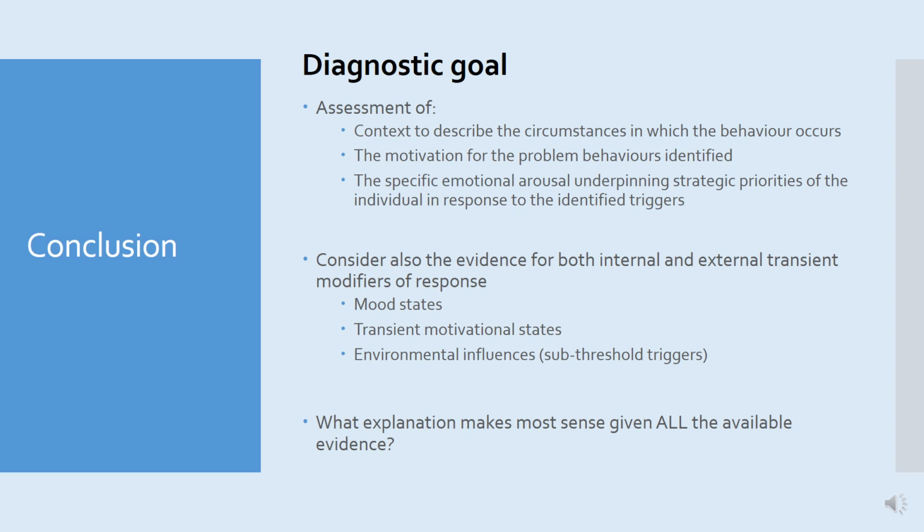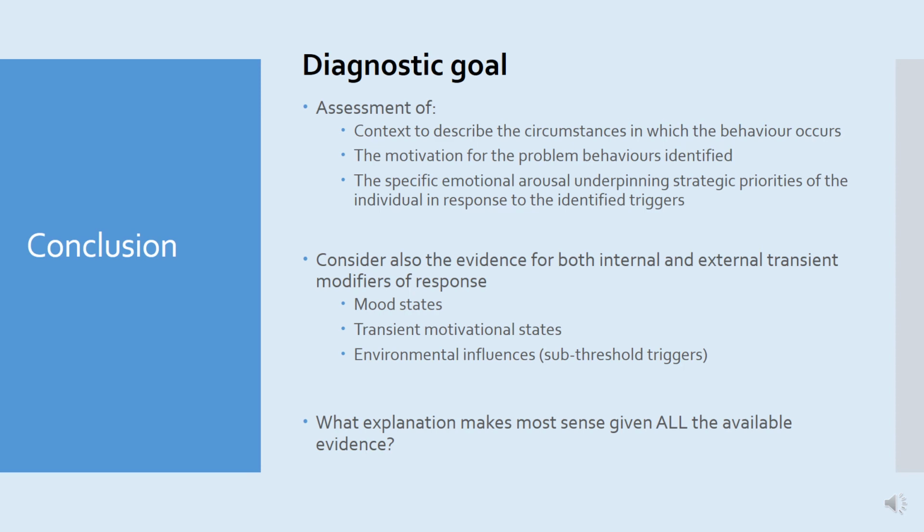However, we also want to consider evidence in terms of both internal and external transient modifiers of the response in terms of mood, transient modifiers of motivational state as well as affective state. So, for example, hunger state would be a modifier of motivation. And environmental influences, what we might call sub-threshold triggers. In these circumstances, these make the animal more likely to engage in certain behaviours.